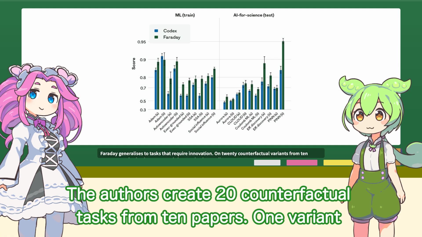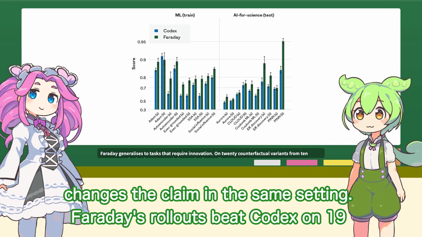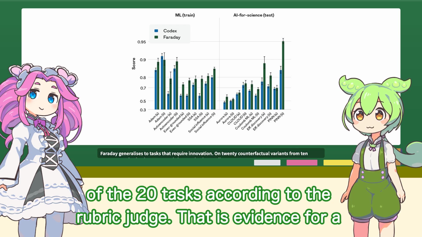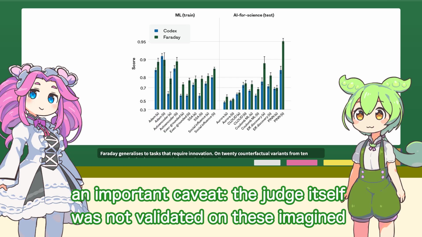The authors create 20 counterfactual tasks from 10 papers. One variant keeps the claim but swaps the dataset or environment, and the other changes the claim in the same setting. Faraday's rollouts beat Codex on 19 of the 20 tasks according to the rubric judge. That is evidence for a bridge from replication toward innovation. But the authors also note an important caveat. The judge itself was not validated on these imagined tasks.